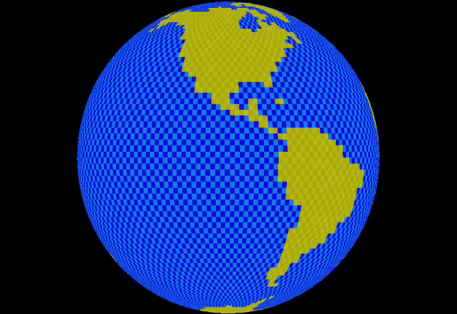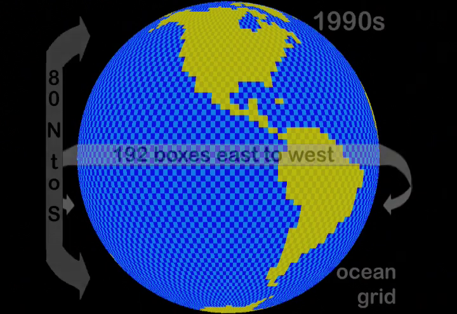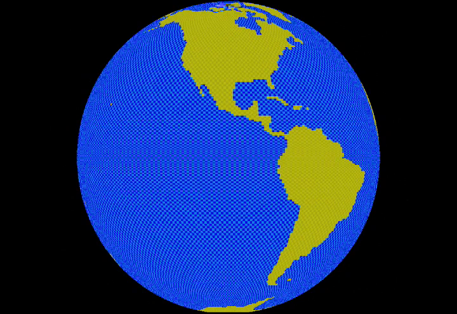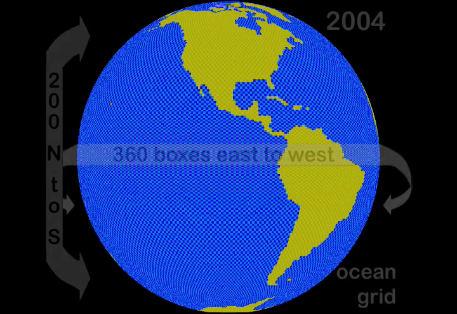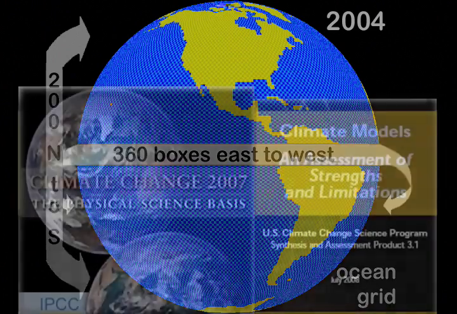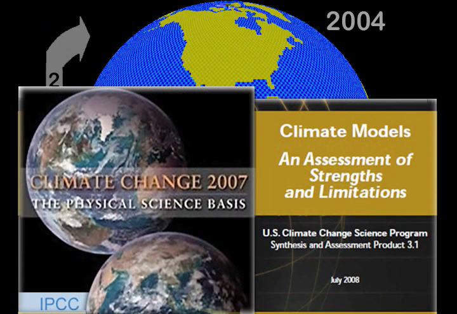In the 1990s, faster computers allowed the horizontal resolution to be improved. 4 ocean grid boxes fit into each one of the previous generation model's grid boxes. In 2004, GFDL's workhorse climate model resolution improved again. 360 boxes were used to circle the equator. This represents the grid from the GFDL model that appeared in several recent high-profile assessment reports, like the 2007 Intergovernmental Panel on Climate Change reports, and the reports published by the U.S. Climate Change Science Program.